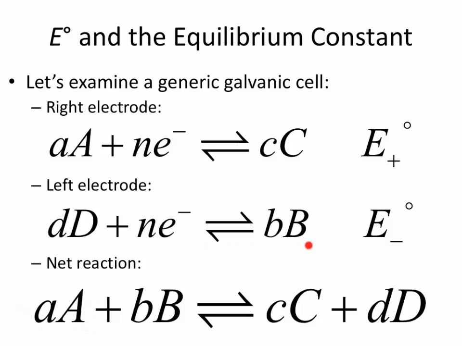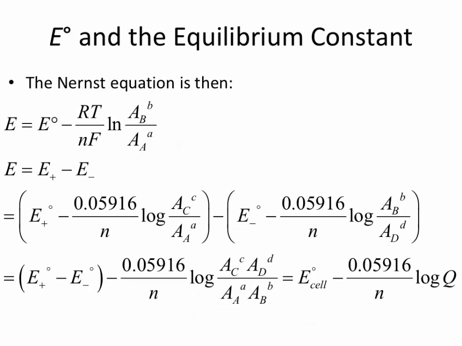Our left-hand electrode, which we've written here as a reduction, is actually occurring as an oxidation, and that means we're flipping it around, so we have our B reacting to give us D. Now the Nernst equation is given here. Remember, for each half cell we're going to have an equation that looks like this, where we have either our E0 plus or our E0 minus, and then minus RT over nF times the natural log of our Q value.